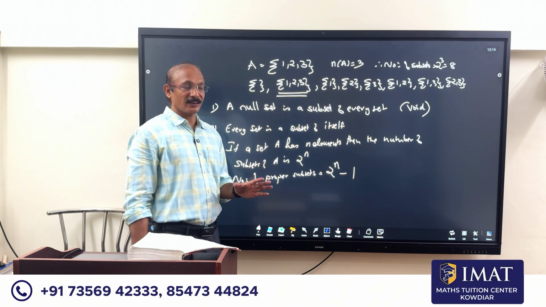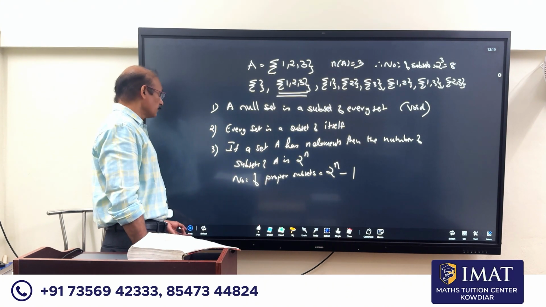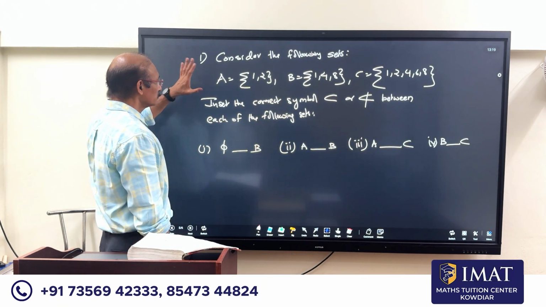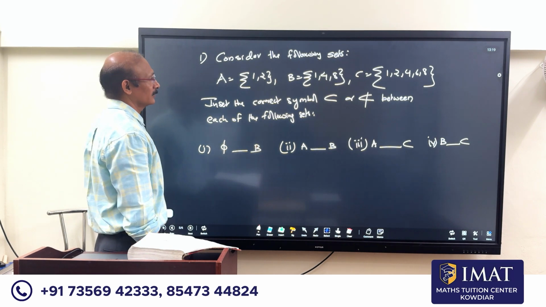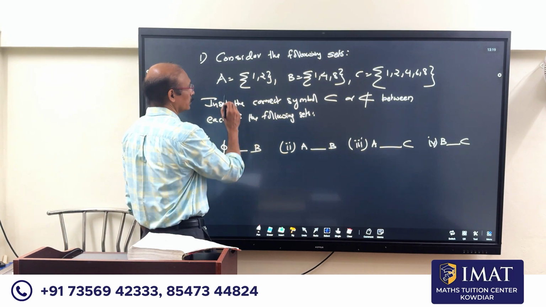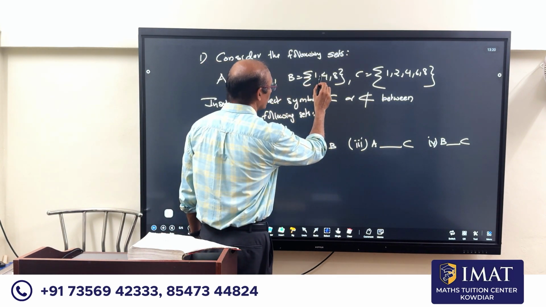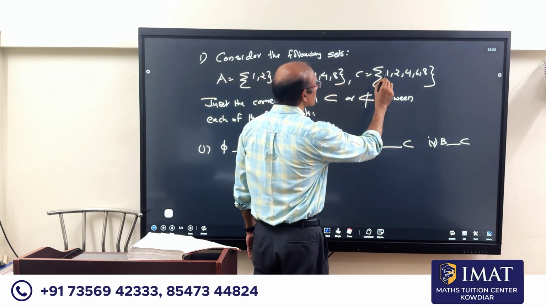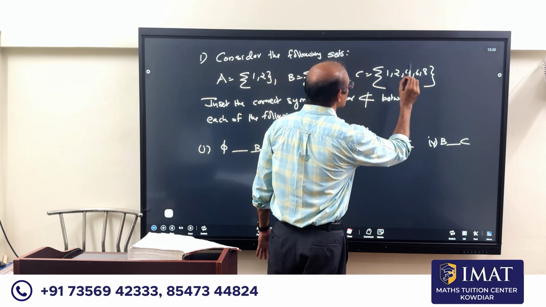Now children, let us try some questions from this. Just see this question. Consider the following sets. A is equal to set {1, 2}, B is equal to set {1, 4, 8}, C is equal to set {1, 2, 4, 6 and 8}.